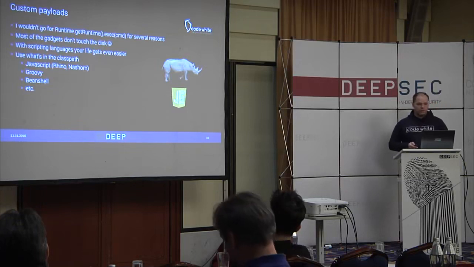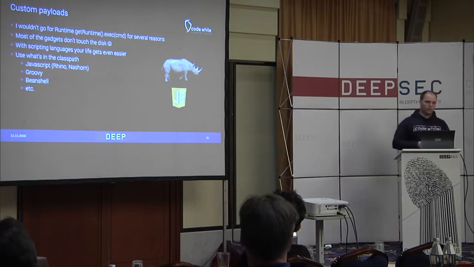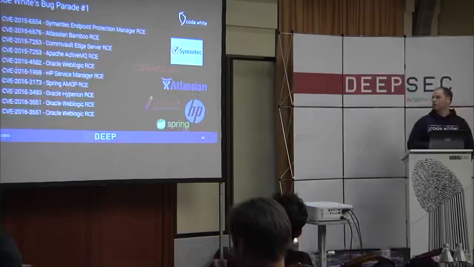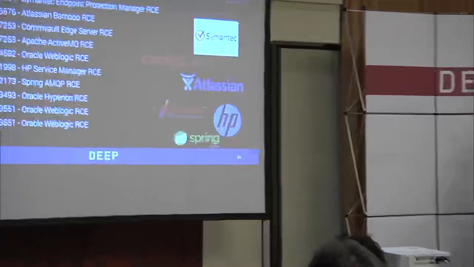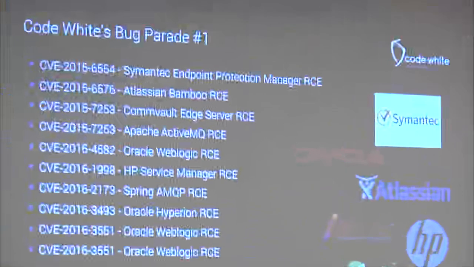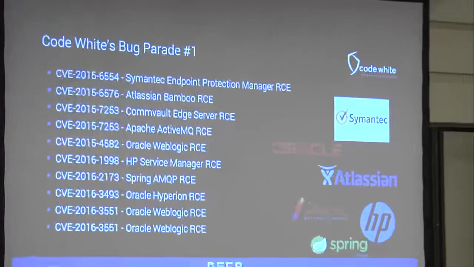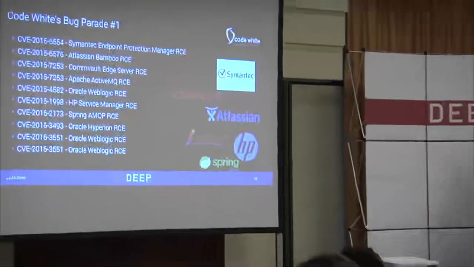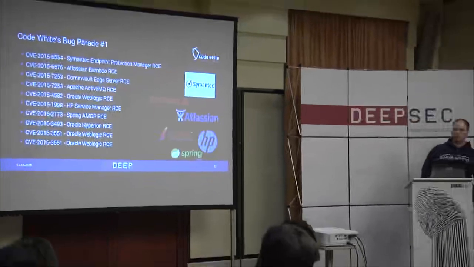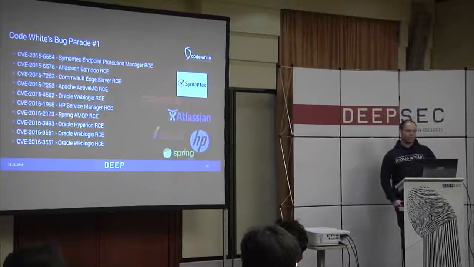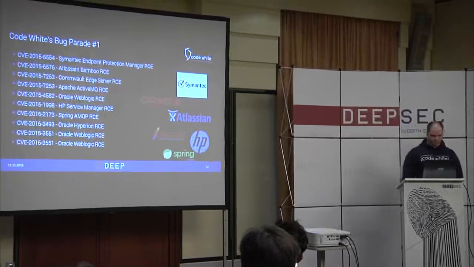That's it about how to find and exploit it. Now we'll look at the bug parade. So one of the first bugs we found was in Symantec Endpoint Protection Manager, so the server-side management software for the Symantec AV, which is good, because if you own the AV, you can own the domain very easily.